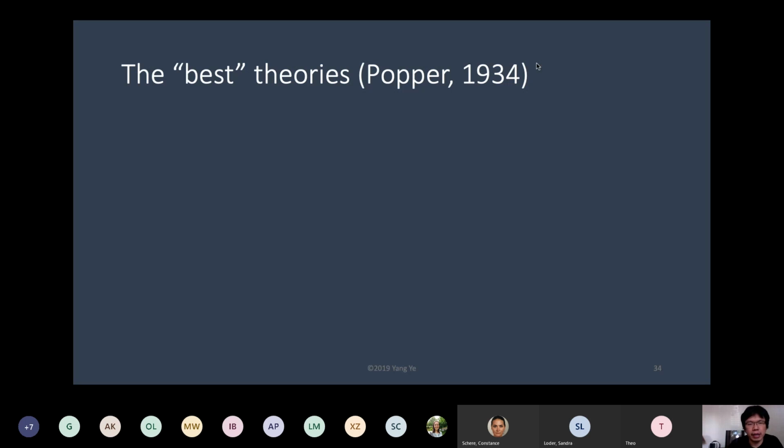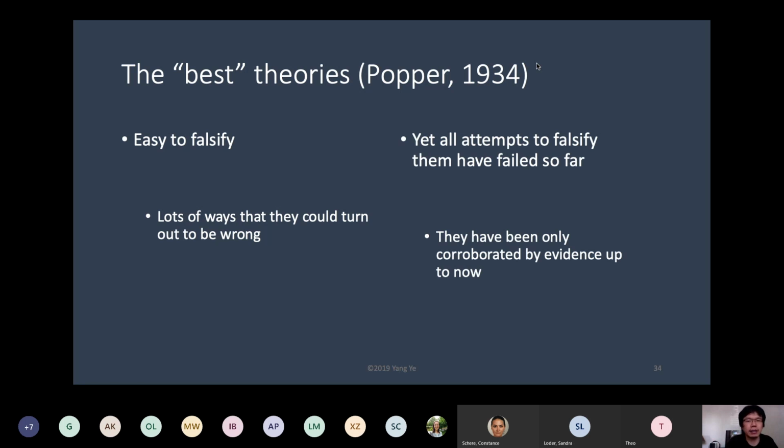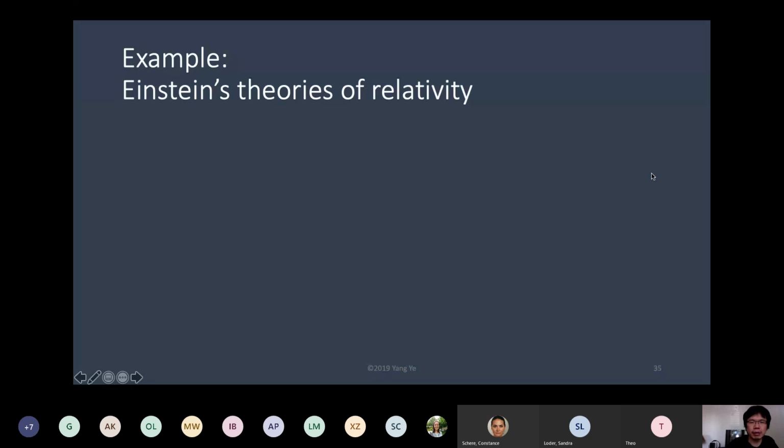The best theories, according to Popper, are very easy to falsify, which means that the theorist, the person who proposed the theory, has already thought of all the ways that his or her theory can turn out to be wrong. Actually, the theorist will specify these are the ways to falsify my theory. And yet, all the attempts to falsify these theories have failed. Okay, that's the best kind of theory, which means that they have only been supported by evidence up to now, and people just haven't been able to falsify them. One very classic example is Einstein's theory of relativity, right?